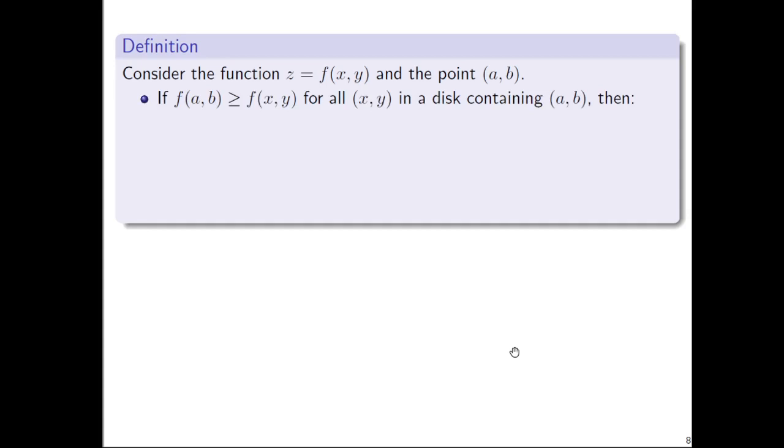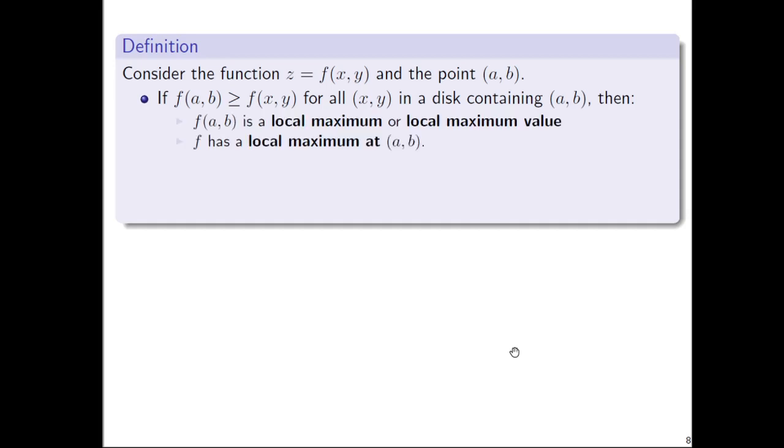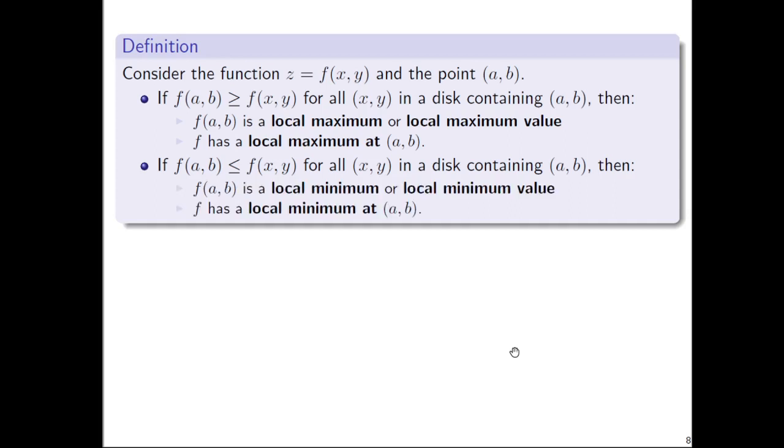all x, y nearby a, b, then f of a comma b is a local maximum or local maximum value, and f has a local maximum at a comma b. If you've got your inequality flipped, so if the z value at the point a, b is less than or equal to the z value at points x comma y for all of these points x comma y nearby a comma b, or in a disk containing a comma b, then f of a comma b, so that actual z value, is called a local minimum or local minimum value, while we can also use the language f has a local minimum at a comma b.